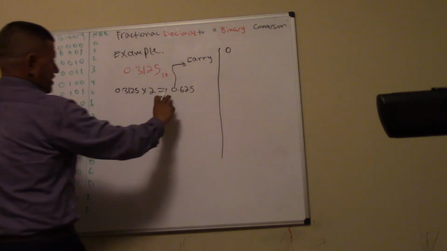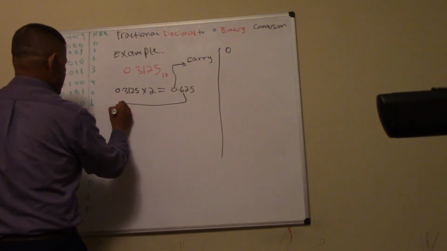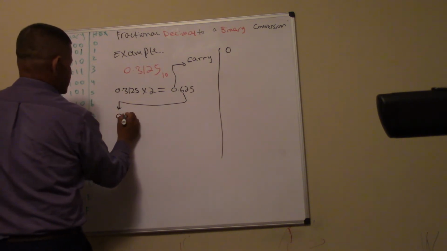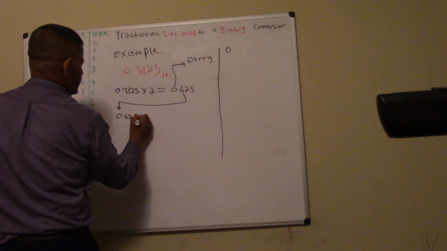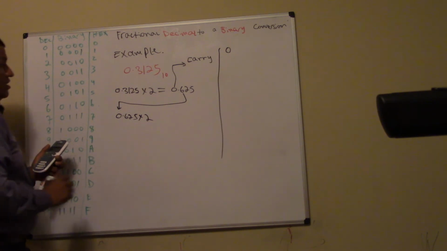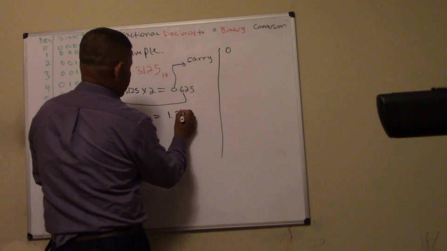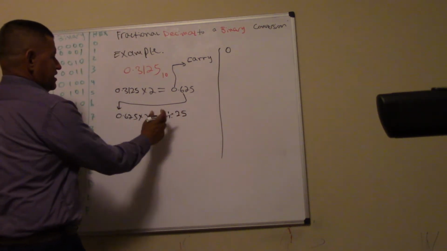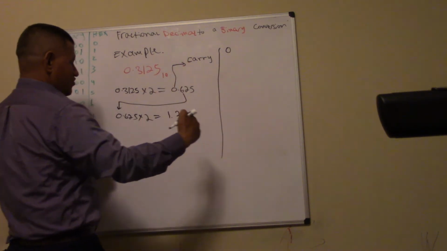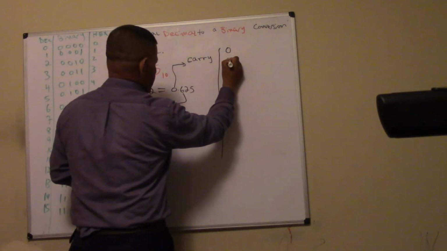Now take this number again and bring it here. It says 0.625 times 2, which is equal to 1.25. Put this 1 here because this is the carry. Whatever I am getting to the left of the decimal point is a carry, so I put a 1 there.